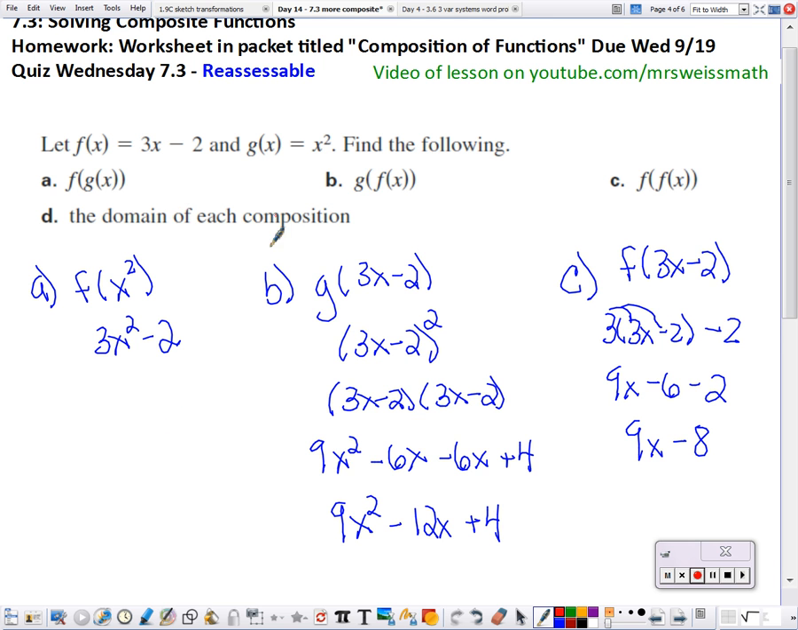Oh, the domain of each one. So back here at A, are there any restrictions on the inside? No, because it's not a fraction, it's not a square root. Are there any restrictions on the composite? Nope. So x is all reals. Same thing for B. Any restrictions on the inside function? No, it's a line. Any restrictions on the final composite? Nope. So x is all reals. Restrictions on the inside? No. Restrictions on the rest? The complete answer? No. So x is all reals.